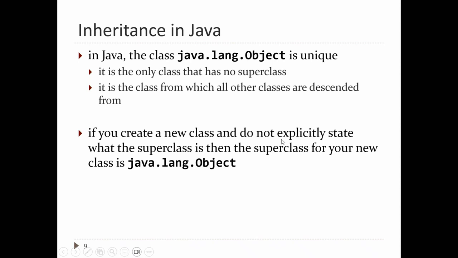So when you make a new class, when we made our Point2 class, for example, or our Stack class or anything else, if you don't explicitly state what the superclass is, then it's assumed that your superclass is Object. So that's why we could just say public class Point2, instead of having to say public class Point2 extends Object. If you don't say what your class inherits from, then it automatically inherits from Object.